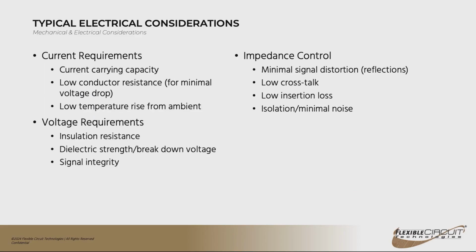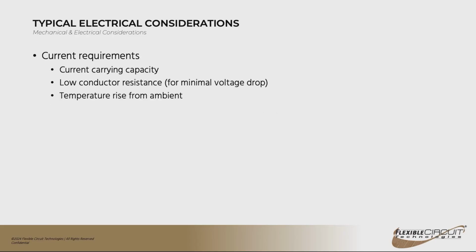So when you look at the electrical requirements that are needed on any printed circuit board, whether it's flex or rigid, you've got current requirements, voltage requirements, impedance control, and we're going to go over these one at a time. So we'll start out with current carrying requirements. Obviously, you need your conductors to be able to carry the amount of current required to support your application, and you want low conductor resistance to minimize your voltage drop.